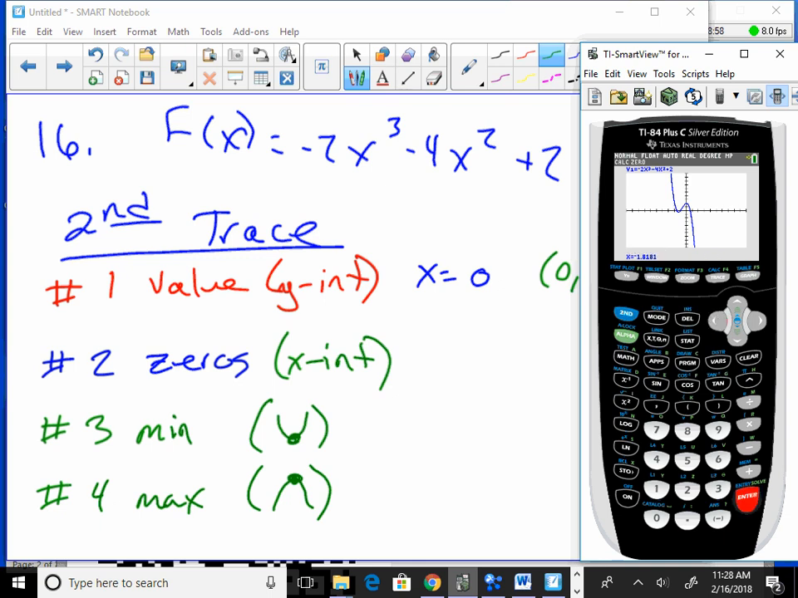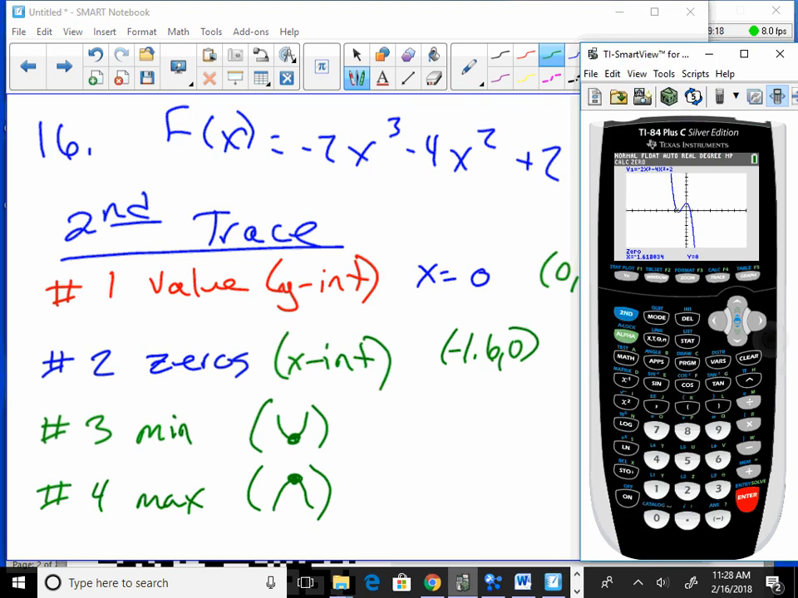And then it says right bound. When I move right, I need to move right of my 0, but I don't want to move so far right that I pass up the other 0. So I can just move right just a little bit. Then I hit enter, and then I don't guess. I just hit enter one more time. And it tells me negative 1.6, 0.